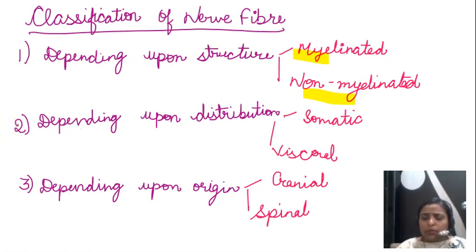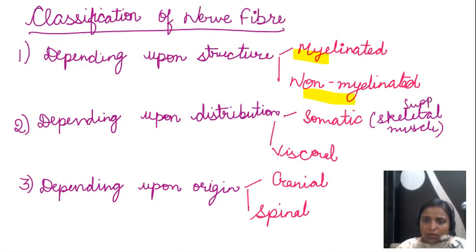It is also very simple. See, the nerves or neurons which supply your skeletal muscles, they are called your somatic nerves, right? Distribution means where they are distributed, where they supply. So depending upon the distribution, the nerve fibers are divided into two parts, that is your somatic and your visceral.